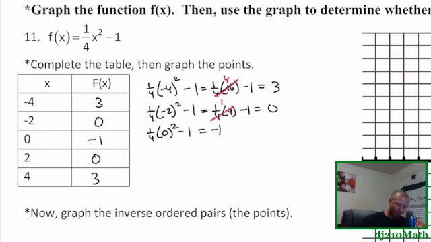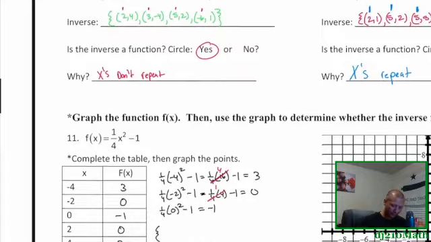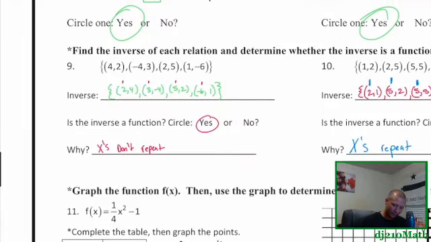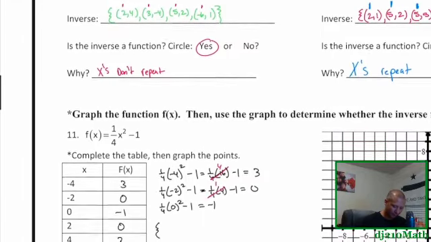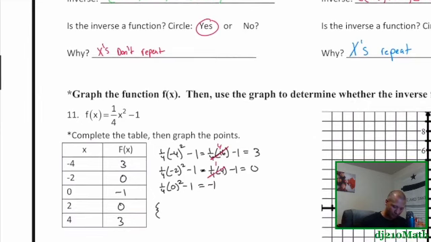Okay, so now I'm going to write out in set notation the ordered pairs, just like up here, just how we did with 9 and 10. I'm going to have ordered pairs because that's what these are. So I'm going to have negative 4, 3. Negative 2, comma 0. 0, comma negative 1. 2, comma 0. And then 4, comma 3. And this is my set.